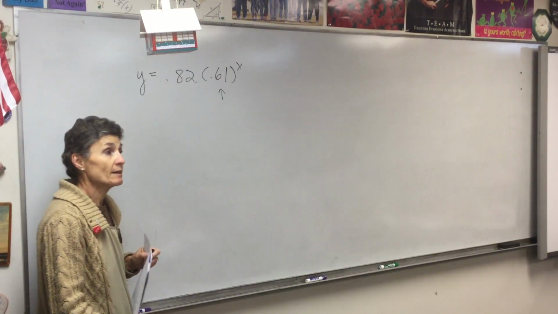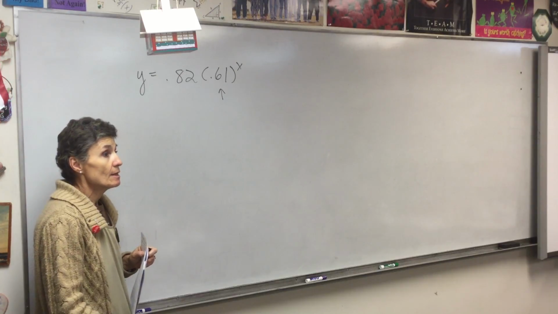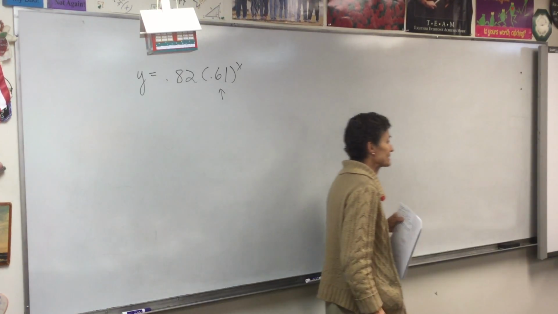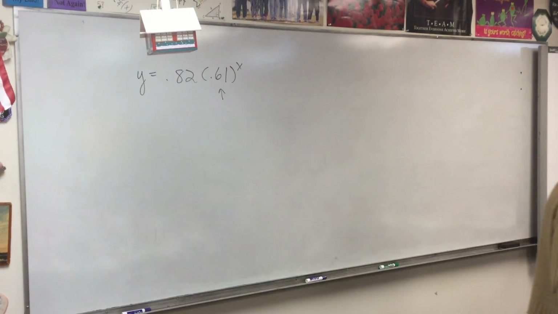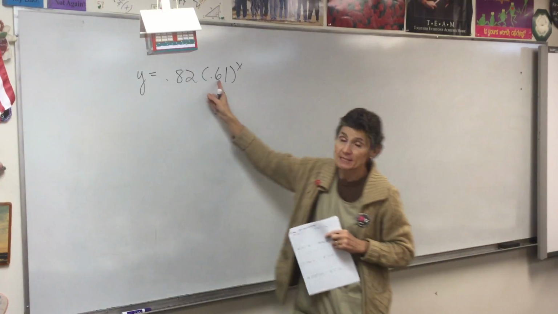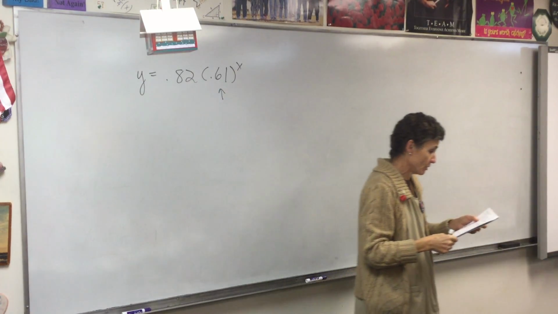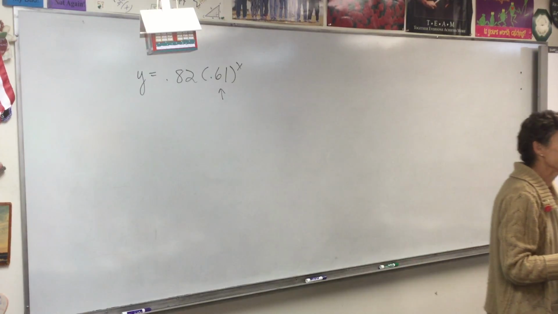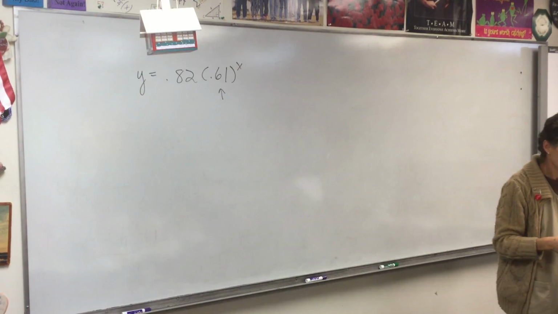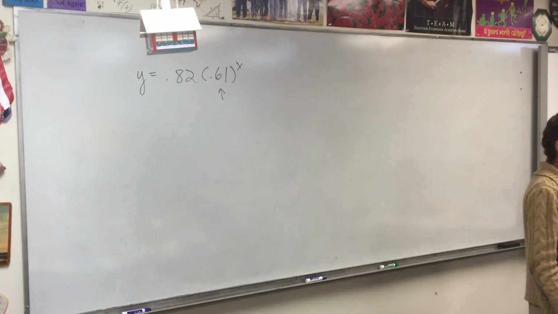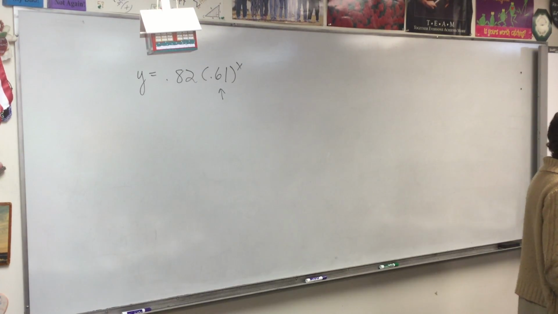What is the percent growth or decay? 0.39, 39%. That is exactly right. That is how much less than 1 this number is, right? So 0.39, 39%. What is the initial value? 0.82. Everybody's going to get that one right, hopefully. Okay? Now to number 2.